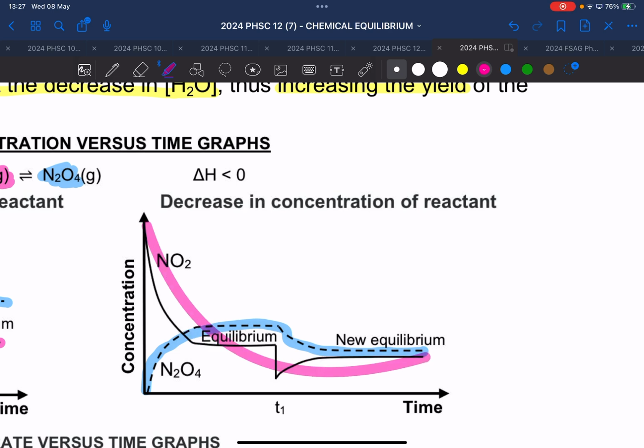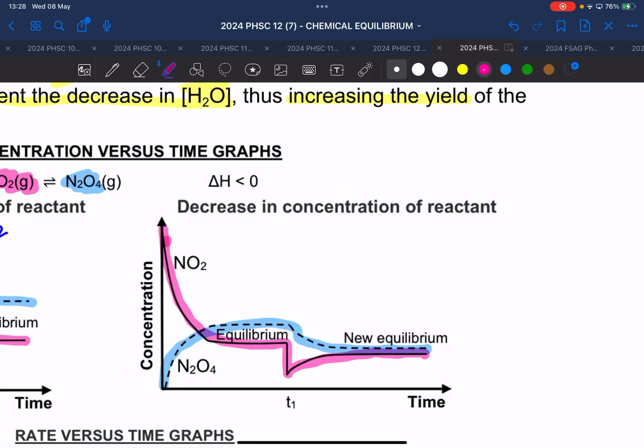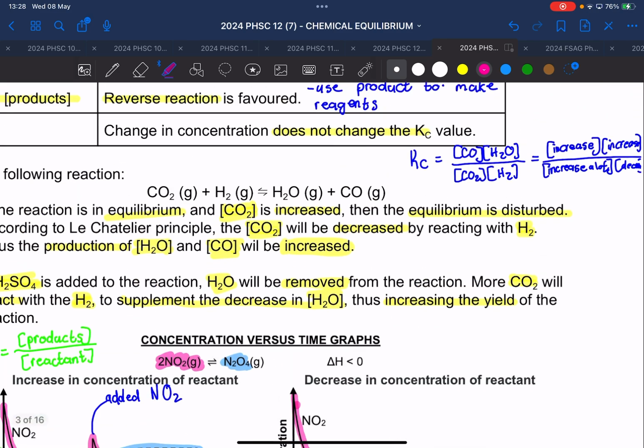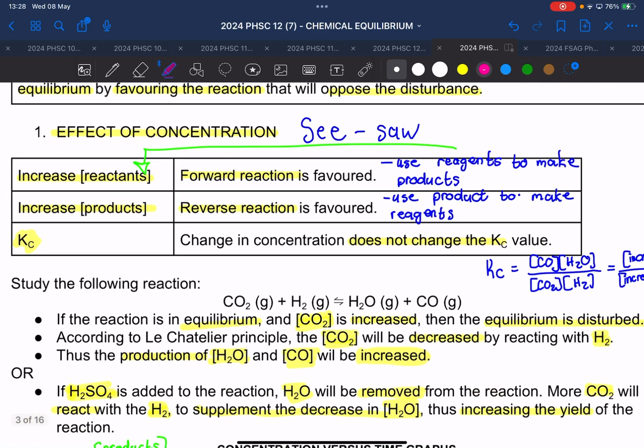So what concentration did we change here? The concentration of the reactant still, but it decreased. We decreased the concentration of our reactants. So if we look here, we have 2 different initial conditions for a forward or reverse reaction to be favored.